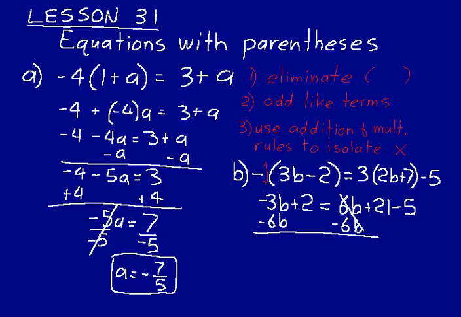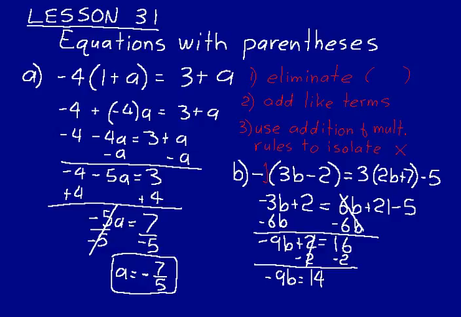That cancels on the right, and we have -9b plus 2 is equal to 21 minus 5, so that would just equal 16. Now we can use the addition rule again to get the variable and its coefficient by themselves. And so we'll have -9b is equal to 14.